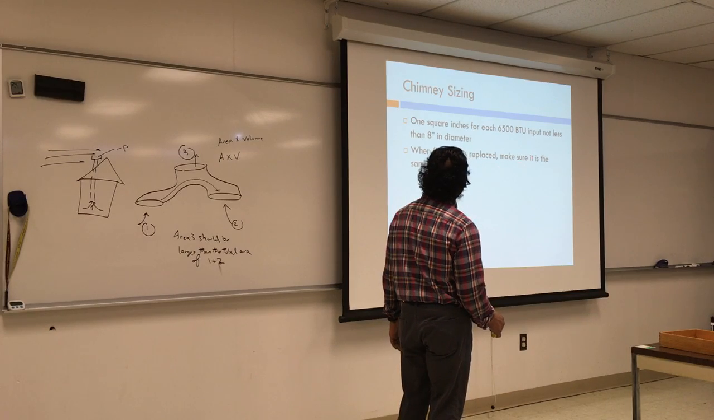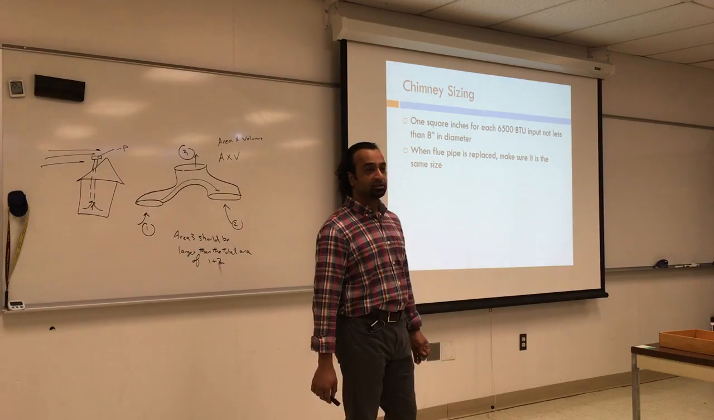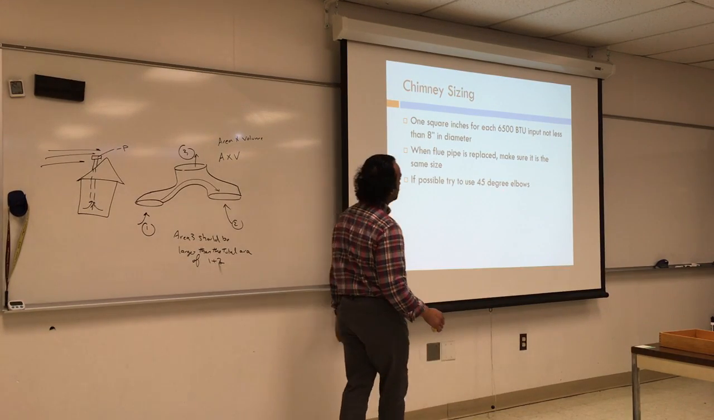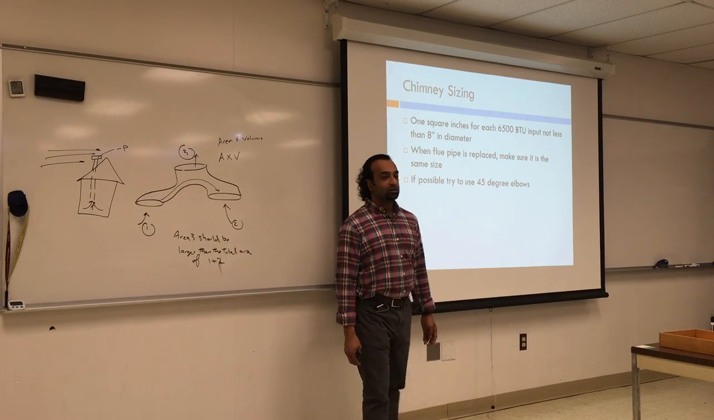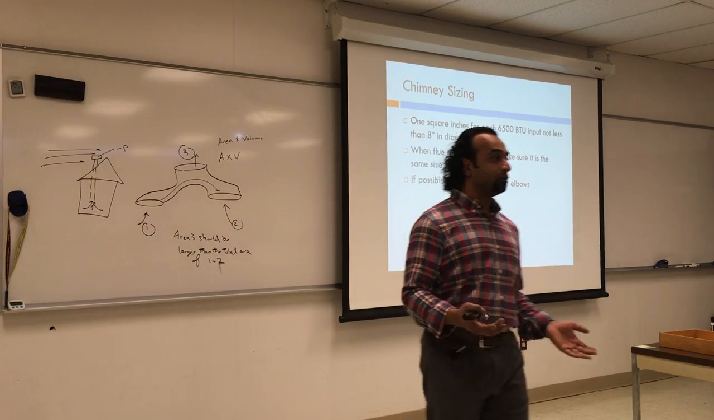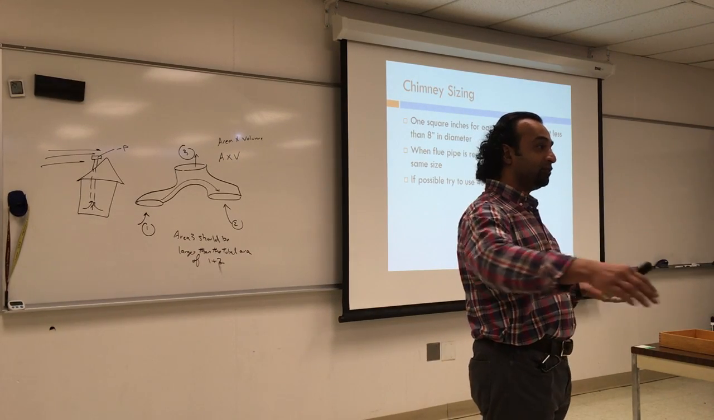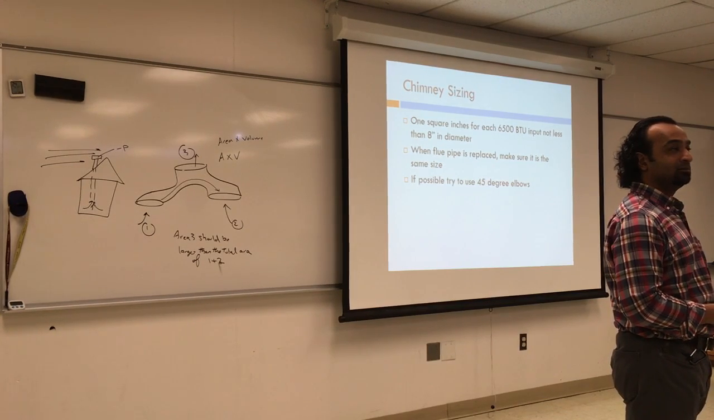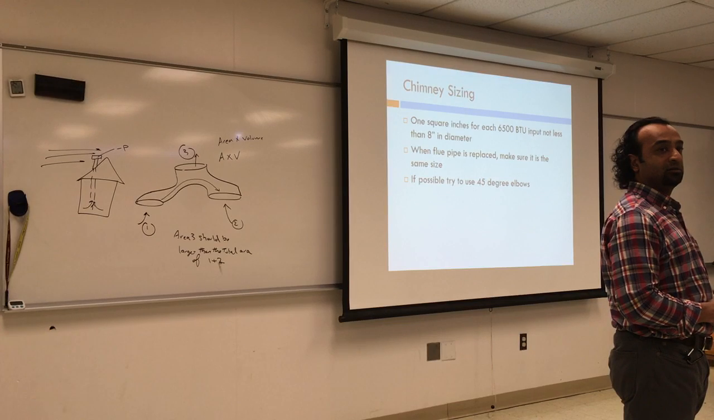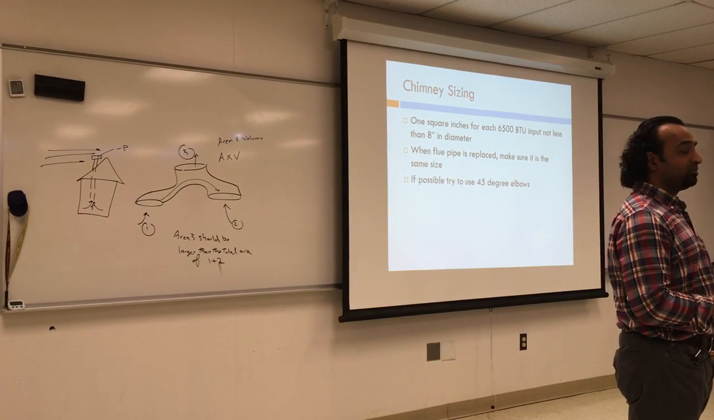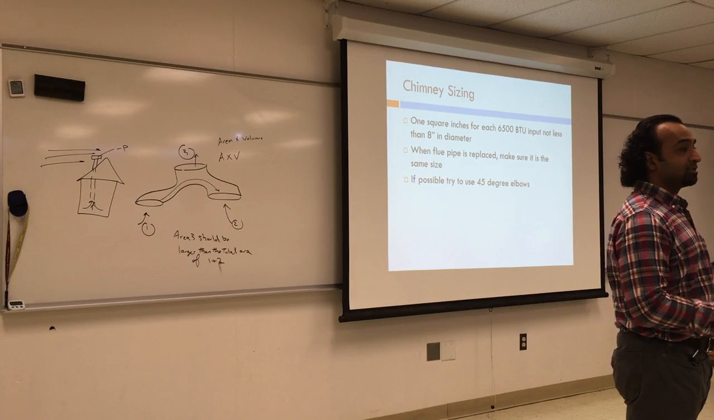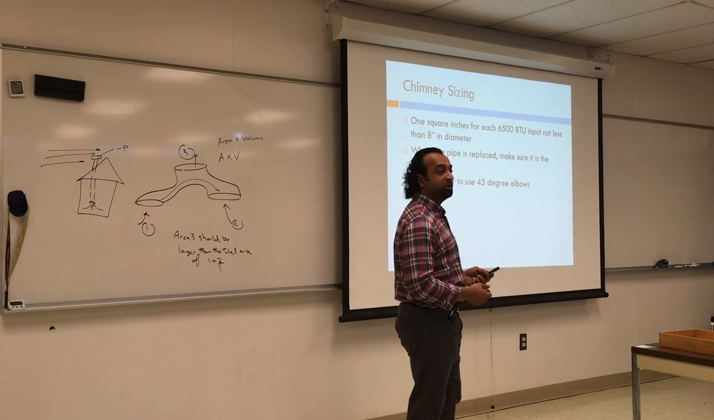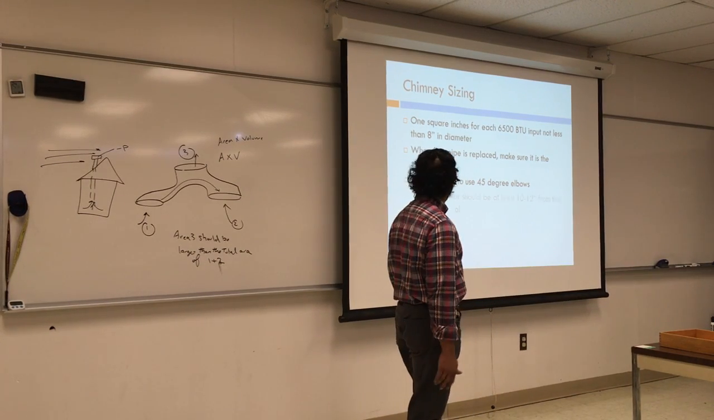When the flue pipe is replaced, make sure it is the same size. When you replace it, do not change the size. Seems kind of intuitive. Try to use 45-degree elbows. So if I'm going from one location to another and I have to have some kind of diversion, I'll use a 45-degree elbow, not 90. Why? It doesn't interrupt the flow as much. It does not take out a lot of pressure, you don't have a lot of stagnation, and it's less turbulence. So 45-degree elbows are recommended, and it's also good to pitch upward to have the flow go out.